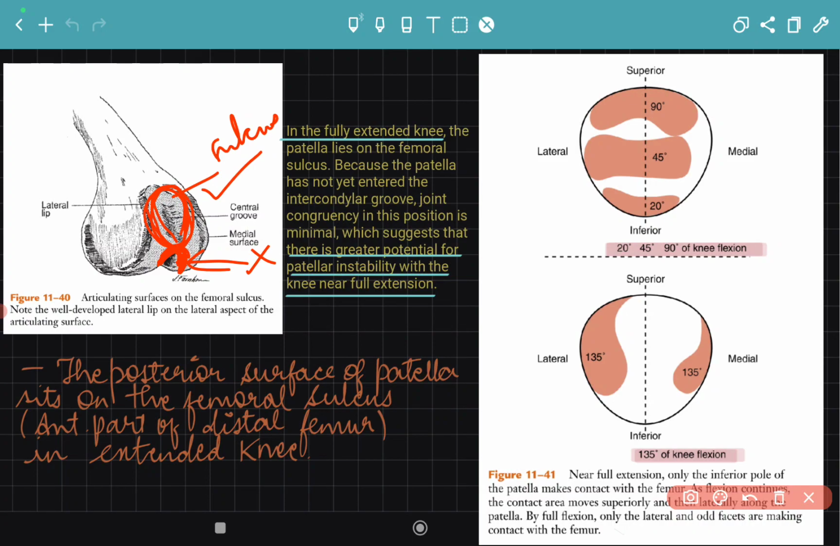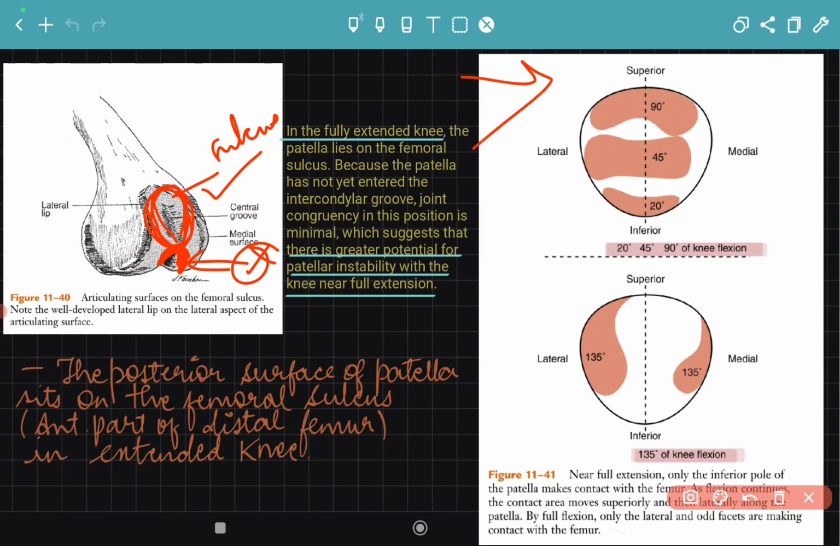So because the patella has not entered the intercondylar groove, hence the joint congruency in this knee extension position will be minimal, and therefore there is greater potential or greater risk for patellar instability with knee near full extension.